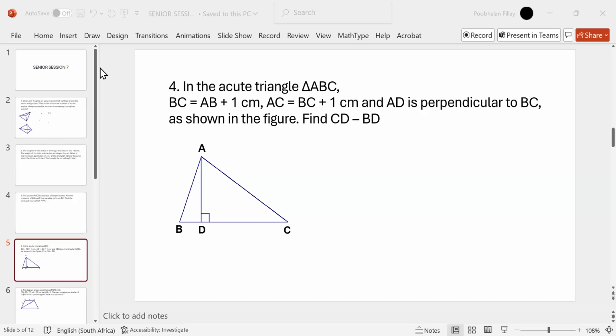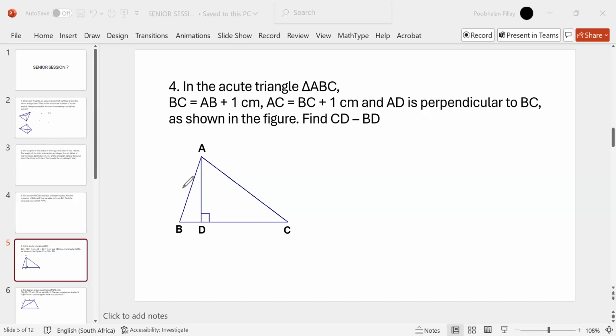Okay, now the next problem is this one. Let's have a look to see what's going on here. In the acute angle triangle ABC, I've drawn the triangle. BC is AB plus 1. So this BC here is 1 more than AB.